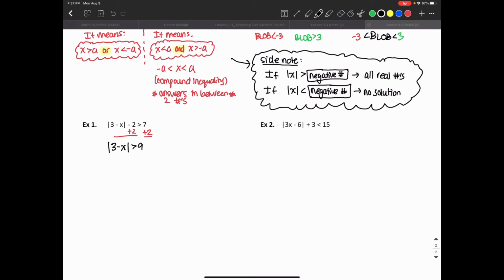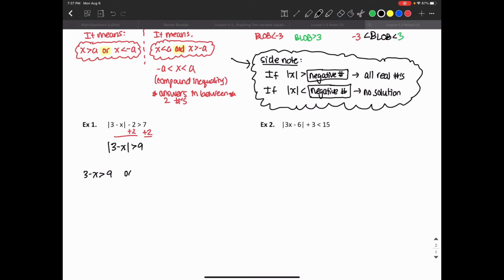And then that takes care of step 1. Step 2 is to write 2 inequalities. Now, since I see greater than, I know "or" is going to go in between my 2 inequalities. The first inequality that I'm going to write, and I know I can start writing these two inequalities because this is isolated, is 3 minus x is greater than 9, just exactly how it is without the absolute value bars.